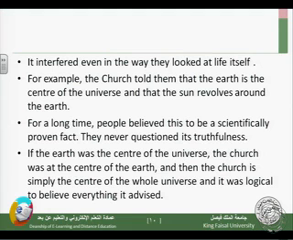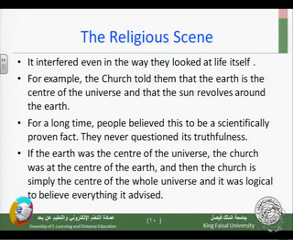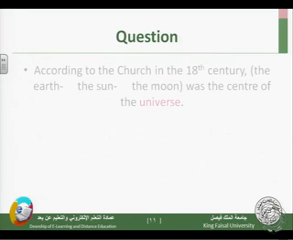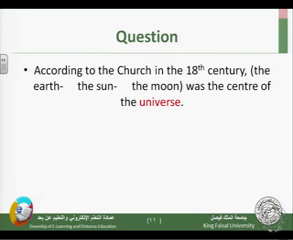This is the kind of knowledge, this is the kind of experience, this is the kind of information and values that the church provided people before the 18th century. Wrong information, mistaken information. All this because they wanted people not to think at all and to close their minds and hearts. Question now, according to the church in the 18th century, what was at the center of the universe?